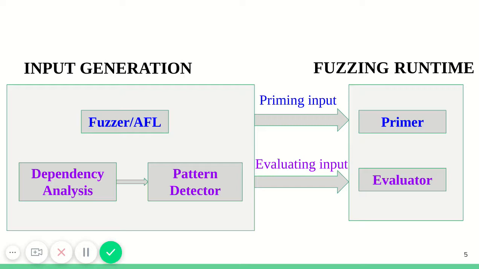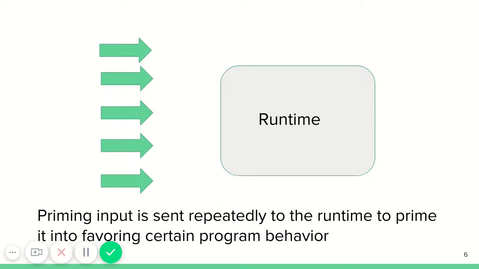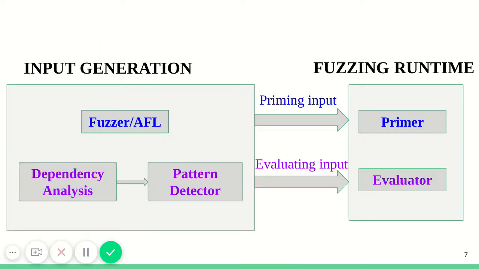The first phase is an input generation phase, and our first goal is to generate priming input. Priming input is program input that is repeatedly sent to the runtime, priming it to favor certain program behaviors. We generate priming input via the fuzzer AFL through the interface Kelinci. We use AFL in order to cover many program behaviors. Even though AFL does not guarantee coverage of all program paths, we still empirically found it to be effective at generating input executing different program behaviors.